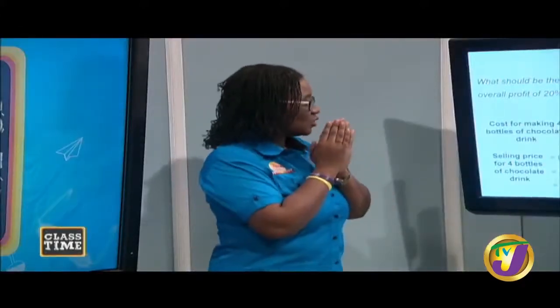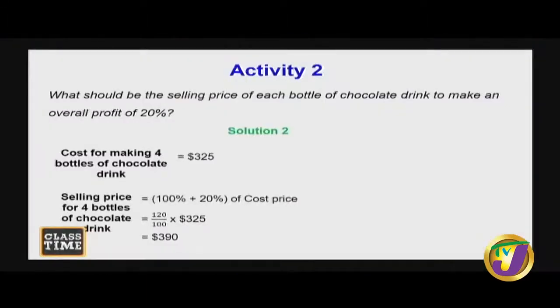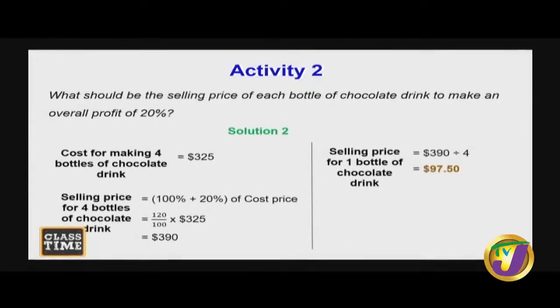So it means that when we sell 4 bottles, we must sell them for $390. But the question asks us, what should be the selling price for each? So just divide that by 4. 390 divided by 4, what does that give us? The same $97.50. Isn't that great? That's lovely.